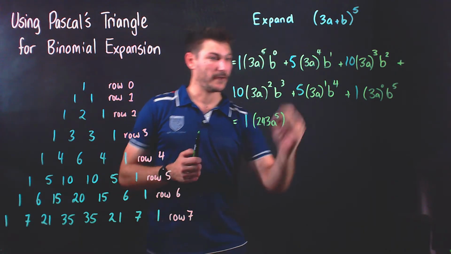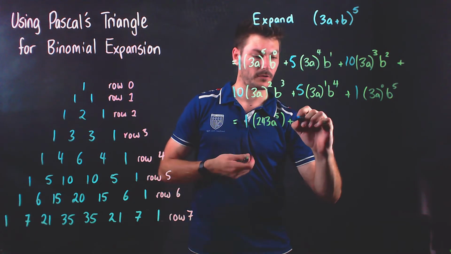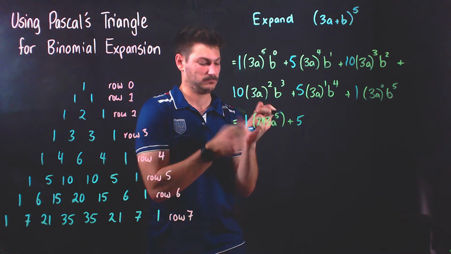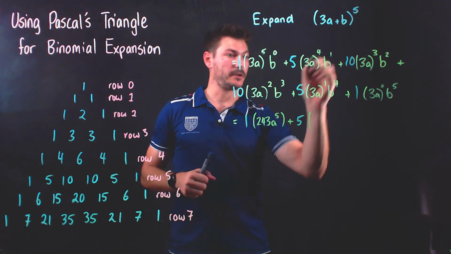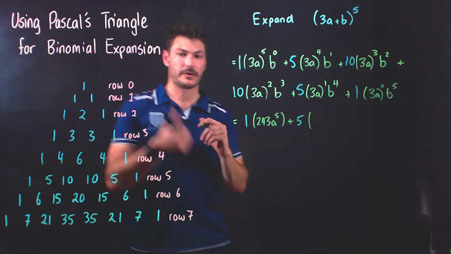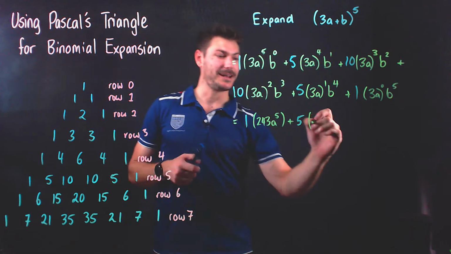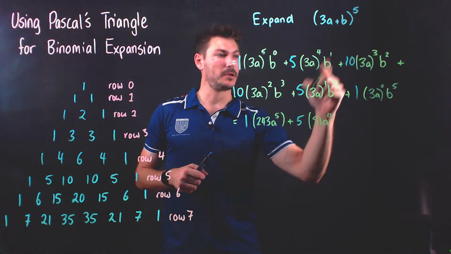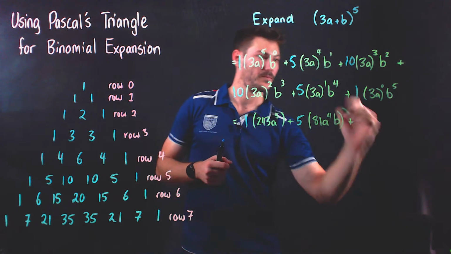Now this second one, we have a 5 out the front. So plus 5 lots of 3 to the power of 4. Well, 3 squared is 9, 3 cubed is 27, times 3 again is going to be 81. So 81, a to the power of 4, and this time b to the power of 1 is just b. Done there.